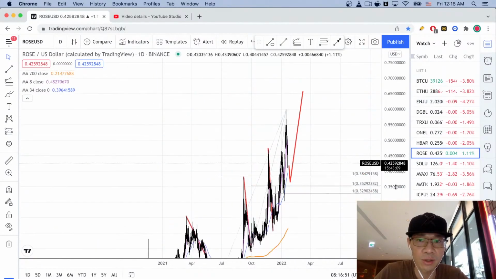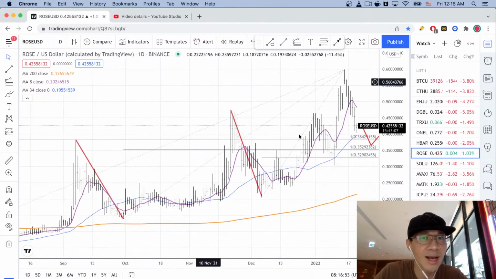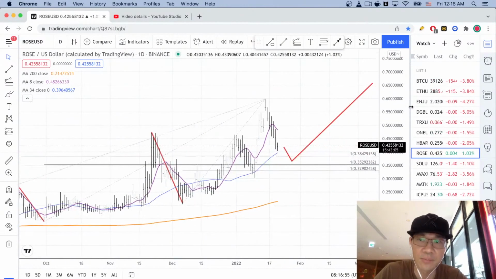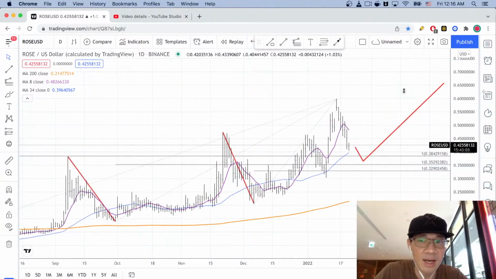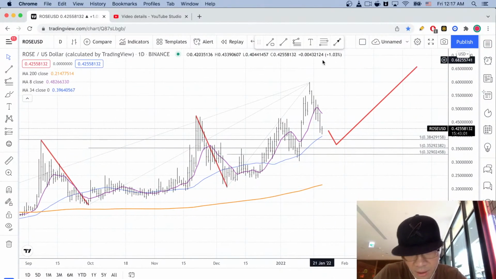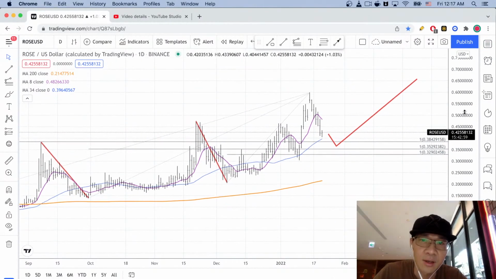On the daily chart, it still looks great. But you guys got to be looking at this and be like, listen, it'll save you a lot of time and money if you just look at this chart. Look at this chart. Do I want to long this chart?